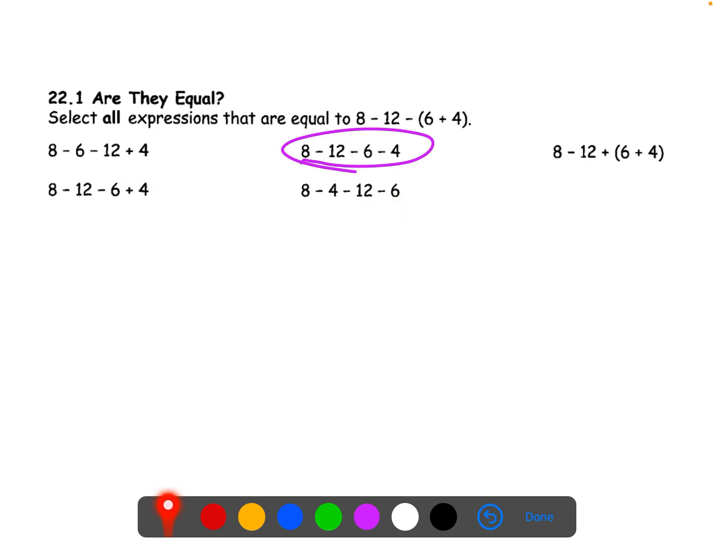Let's see if this one's equivalent. What I can see they did is they rearranged the order of some of the numbers being subtracted. So they're still starting with 8. They're removing 4, 12, and 6, which is what we did here. We removed 4, 12, and 6 just in a different order. Normally we would say you can't rearrange the order of subtraction, but since we're starting with 8, we're not really changing the order of subtraction. We are starting with the same quantity. We're removing the same amounts, just in a different order. So this too would be equivalent.